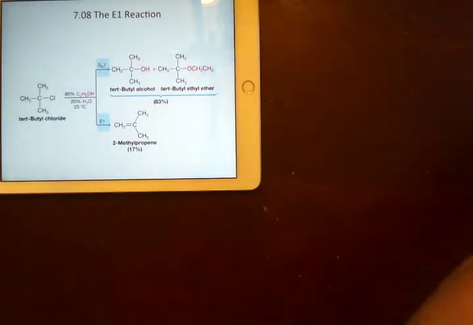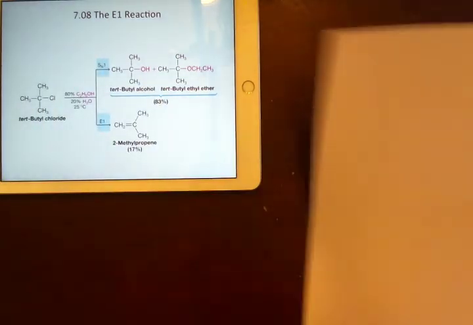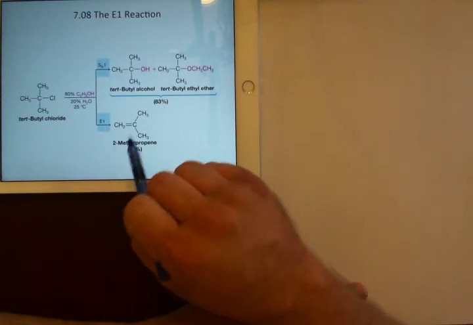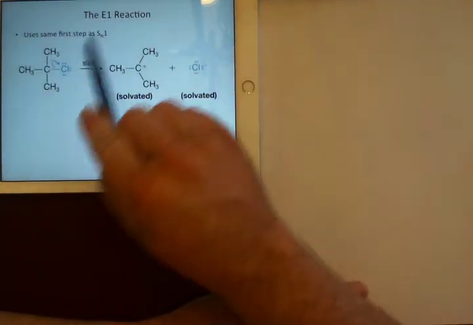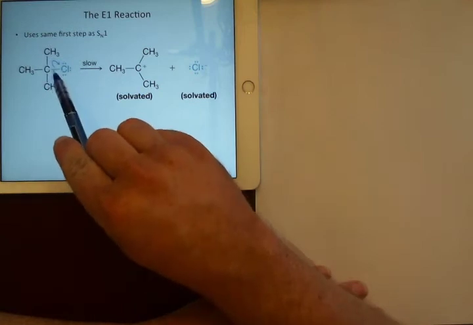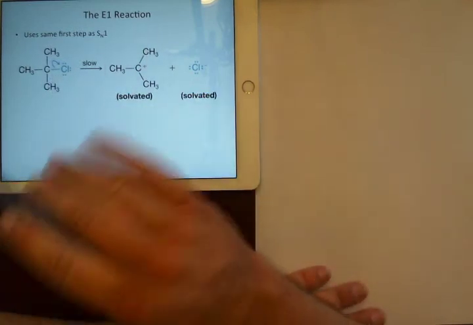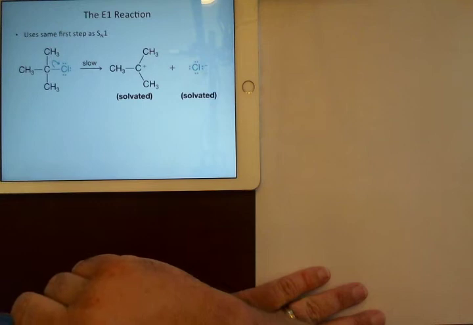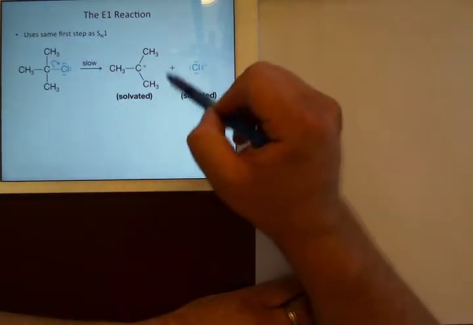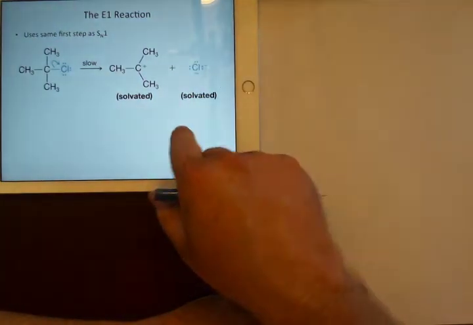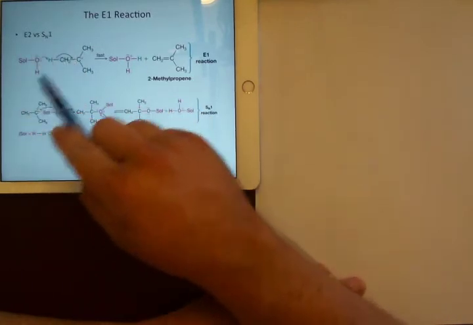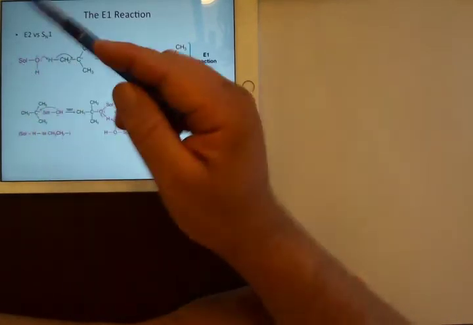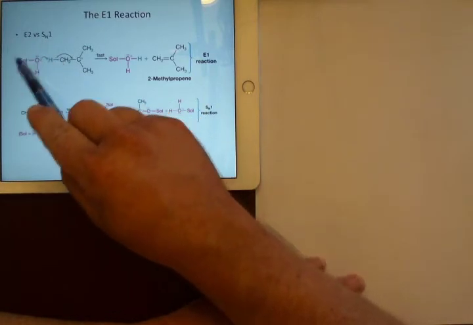Now there is an E1 reaction. It works similarly to the SN1, but instead you're going to get a double bond. Just like the SN1 reaction, the first step is the leaving group leaving. It's the exact same step as the SN1, and you leave behind this carbocation. In this case it'd be solvent, like methanol or something like that.